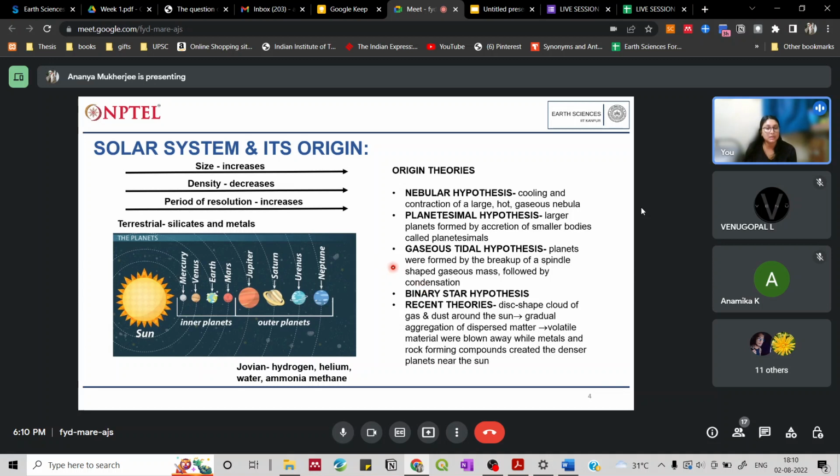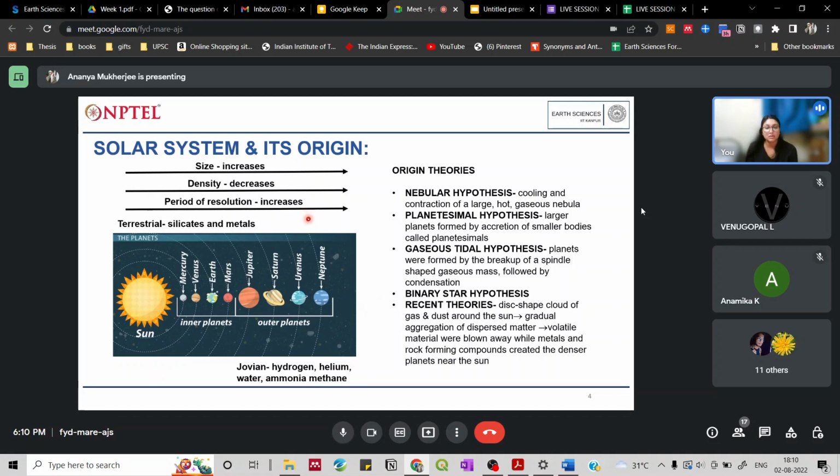The recent theory says that a disc-shaped cloud of gas and dust was there around the sun, and later on it gradually aggregated into different planets. As we see, the inner planets are mostly denser in state, and they are closer to the sun, and the gaseous ones, which are also called the Jovian planets, are lighter and far away from the sun. So over here, as you can see, the comparison can be given according to the composition, the densities and also the sizes.